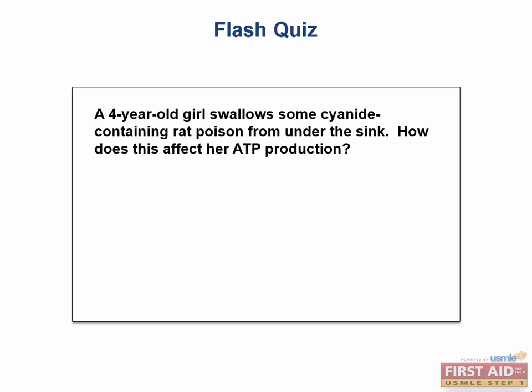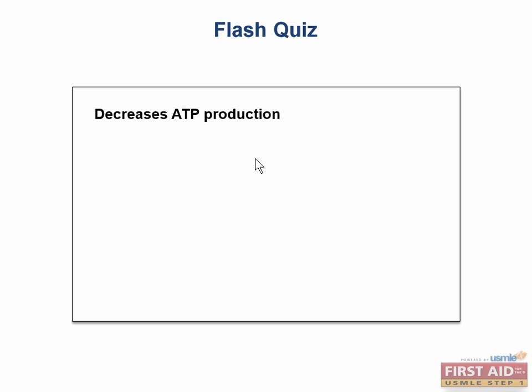So let's test our knowledge. A 4-year-old girl swallows some cyanide-containing rat poison from underneath the sink. How does this affect her ATP production? Remember that cyanide is going to directly inhibit the electron transport chain, specifically complex 4. So this is going to decrease the proton gradient and block our ATP synthesis. Those electrons are not able to transfer efficiently from complex to complex, specifically because we blocked complex 4. Therefore, the body isn't able to create ATP via oxidative phosphorylation.